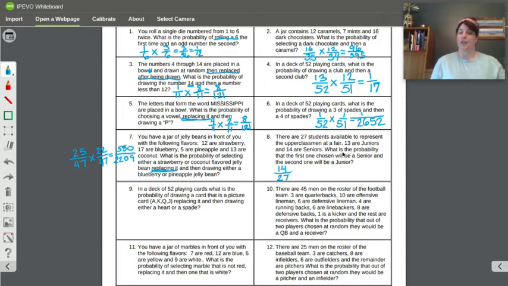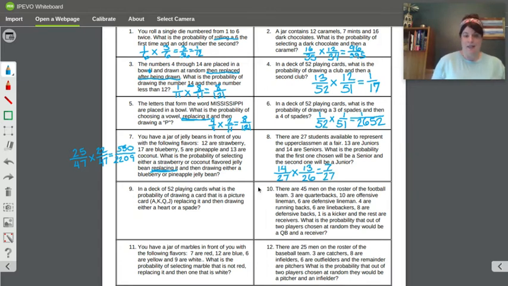And then you got your senior. Now you want to reach back in and grab a junior. So we have 13 juniors, but now there's only 26 students left because you took out that senior. So this would give us, once we're all reduced down, 7 over 27 would be our probability here.